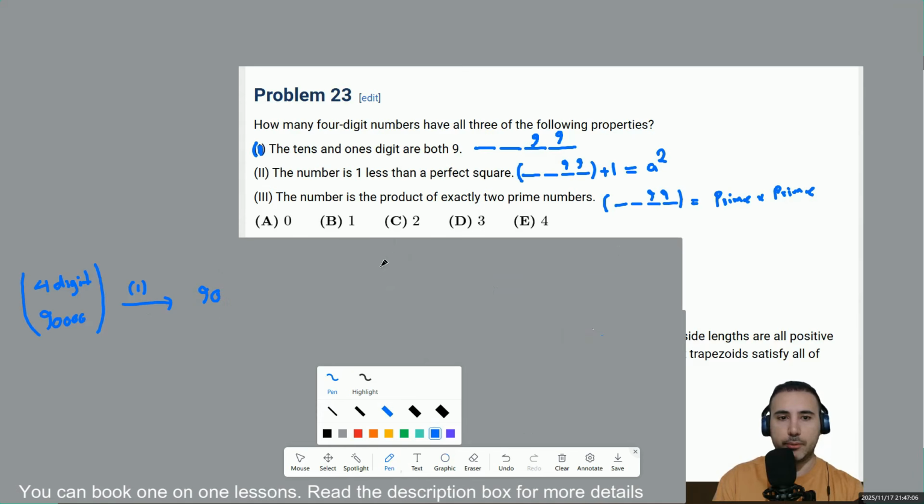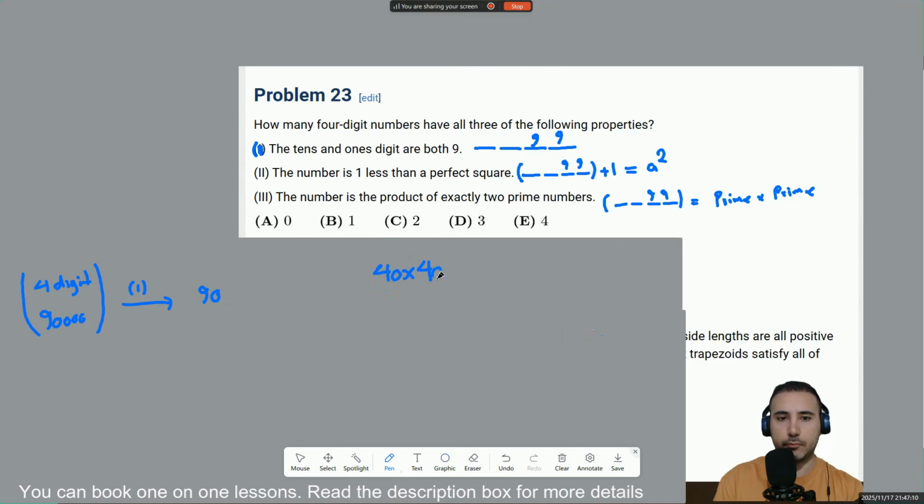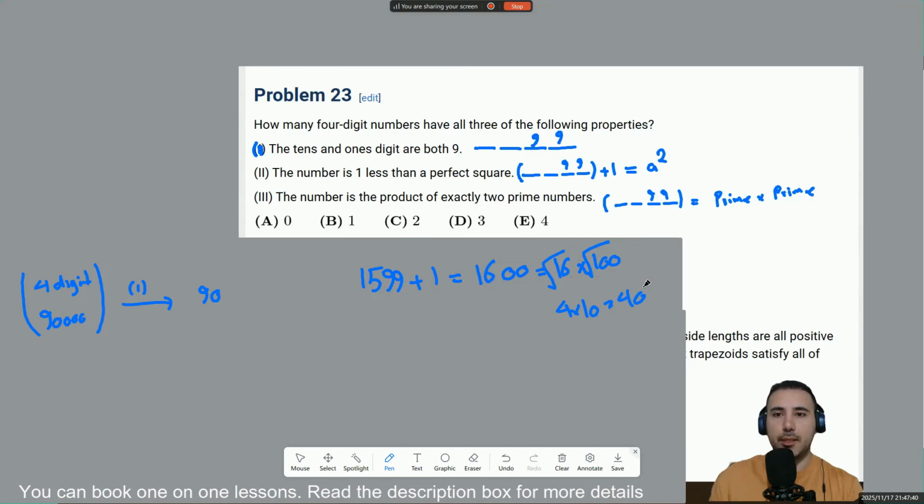How about 40 times 40? Good. So the number has to be 1599 if this is the number. 1599. If I add 1 to it, this is going to be 1600. This is a perfect square because I could write this number as 16 times 100. Perfect square. Square root of 16 is 4. Square root of 100 is 10. So it works. So what numbers like this do we have?